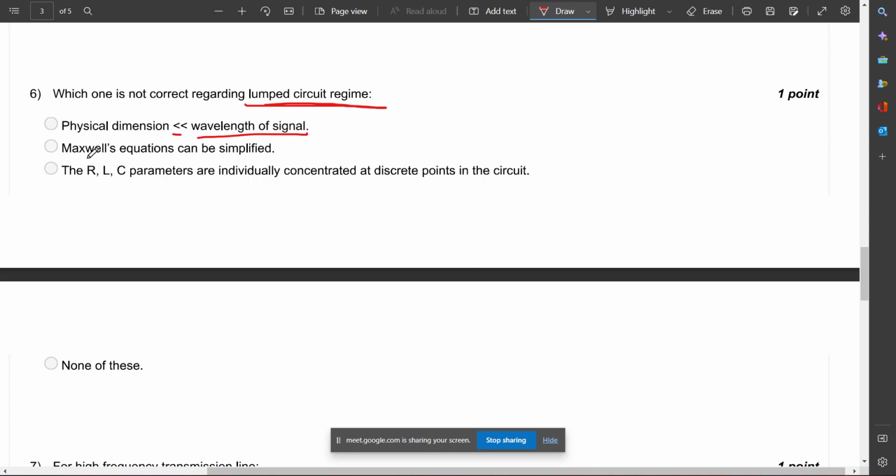Okay. The second option says that Maxwell's equations can be simplified. One thing to notice is it's asking which one is not correct. So you have to see which one is not correct. Maxwell's equations can be simplified. All right. The RLC parameters are individually concentrated at discrete points in the circuit. And option D, none of these. So tell me which one is not correct from these three statements.